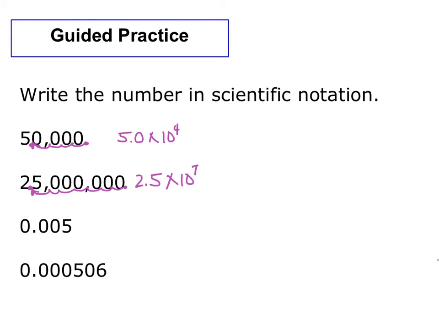For the next one, I'm going to put the decimal point after the 5. So I'm going to have a factor of 5.0 times 10 to the power of 1, 2, 3. And it's going to be negative 3 because we're going to the right. And for the very last one, I'm going to put the decimal point after the 5 and before the 0. So I'm going to have a factor of 5.06 times 10 to the power of 1, 2, 3, 4. And it's going to be negative 4 because we went to the right.